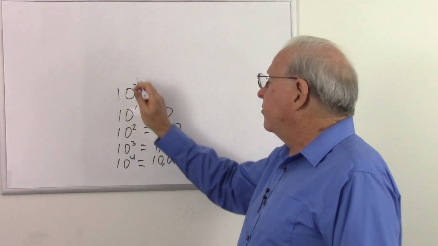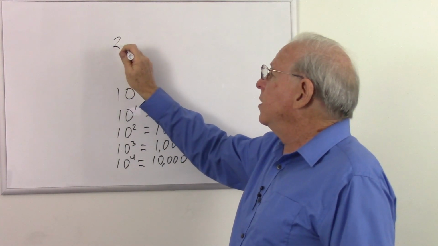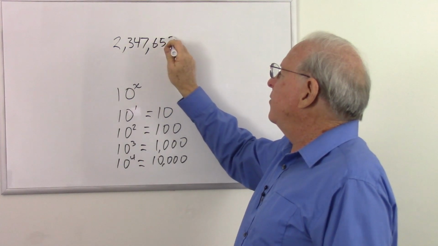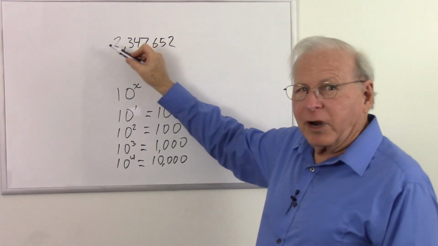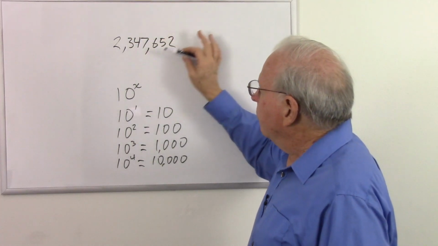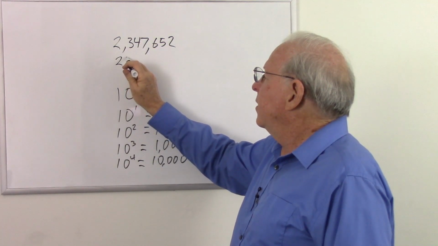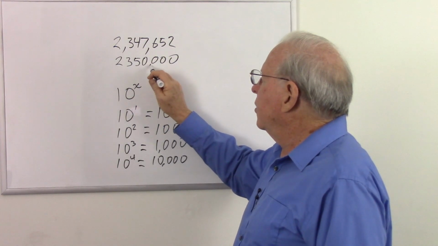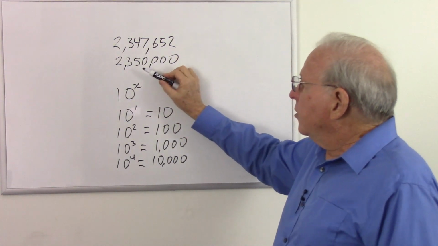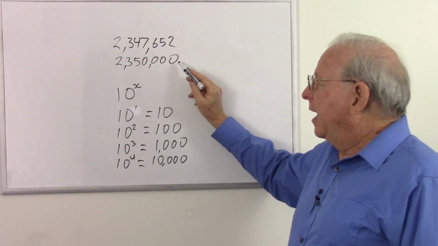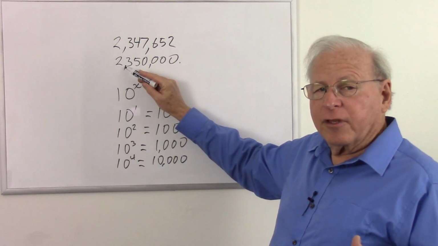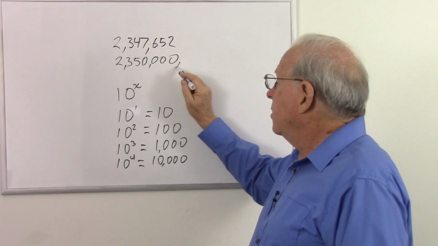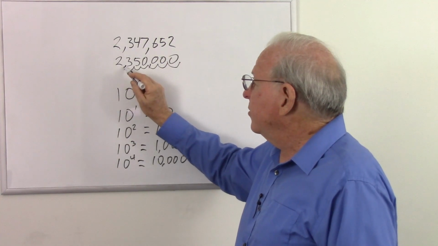So let's see what happens if I take a number like 2,347,652. Okay, well first of all what we want to do is round this so that it's not so big. So that's going to be 2, 3, 5, 0, 0, 0, 0. So there's a good rounding for that number. Now what we want to do is take our decimal point and move it until we only have one number to the left of the decimal point. This is going to look familiar from the scientific notation because that's exactly what we're doing. 1, 2, 3, 4, 5, 6 places.